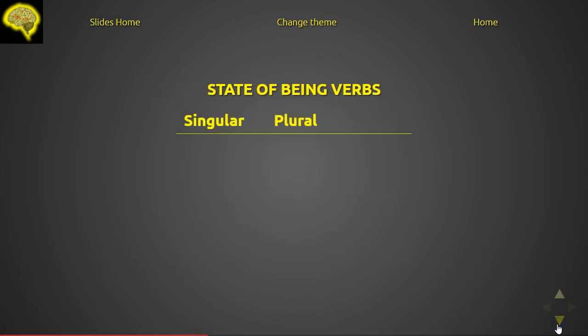Now, state of being verbs, here is the way it works. She is singular, they are is plural. So is is singular, are is plural. And we call these state of being verbs because oftentimes they're telling you the state of being of the subject. So you could say something like she is happy, her state of being is happiness.